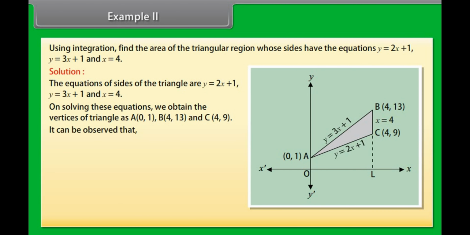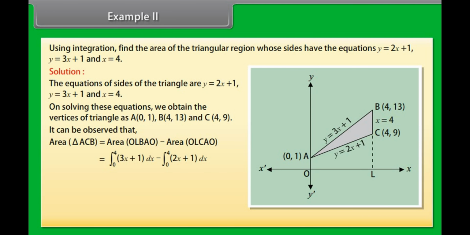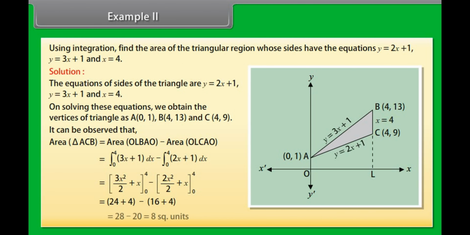It can be observed that area of triangle ACB equals area of OLBAO minus area of OLCAO. That is, the integral from 0 to 4 of 3x plus 1 with respect to x minus the integral from 0 to 4 of 2x plus 1 with respect to x. By solving, we get area of triangle ACB equals 8 square units.